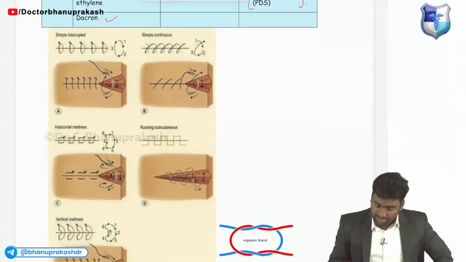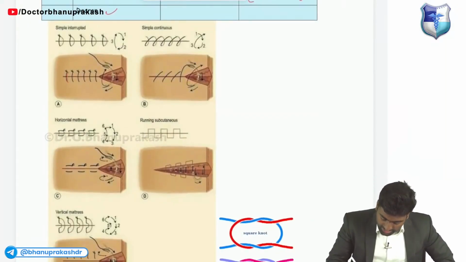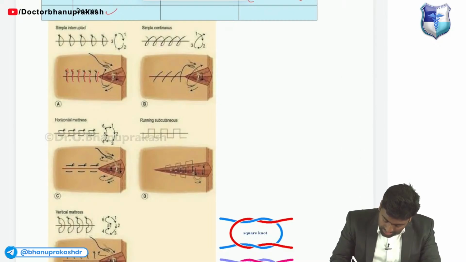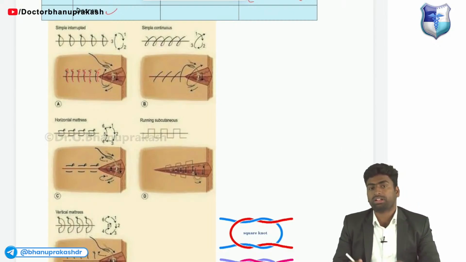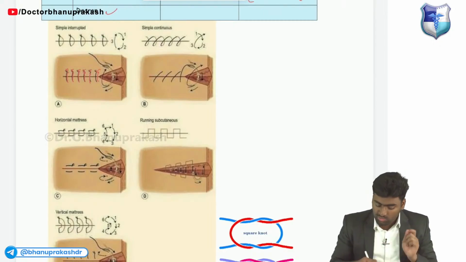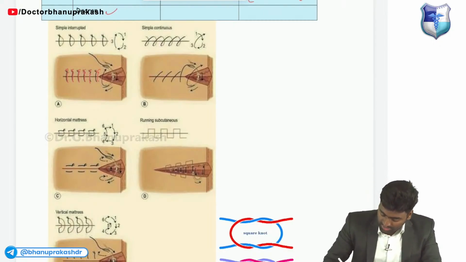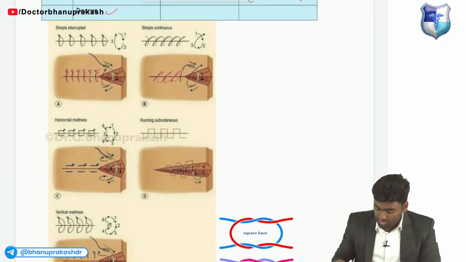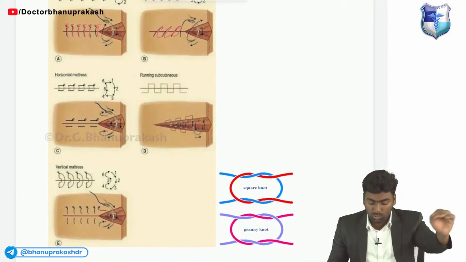Then about the suture techniques. If you take an individual bite, this is known as simple interrupted suturing. Just one bite, and after one bite you are tying. So this is simple interrupted. Whereas if you took a bite and you are continuously doing it, it is known as simple continuous. And there are 2.